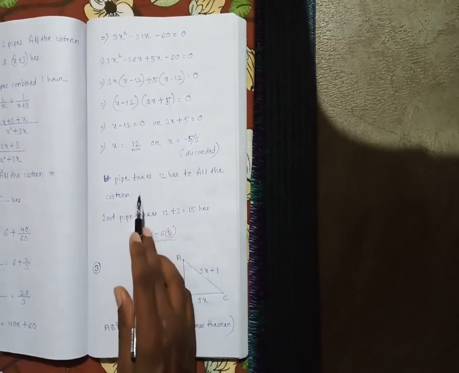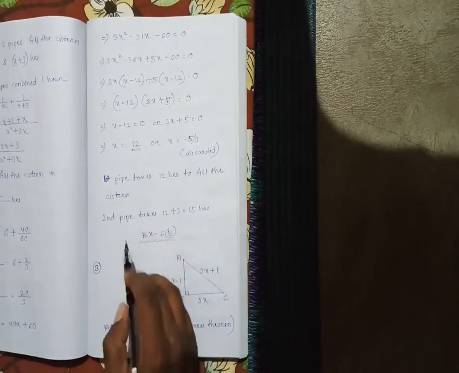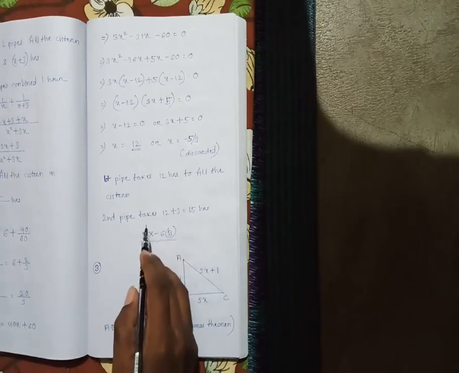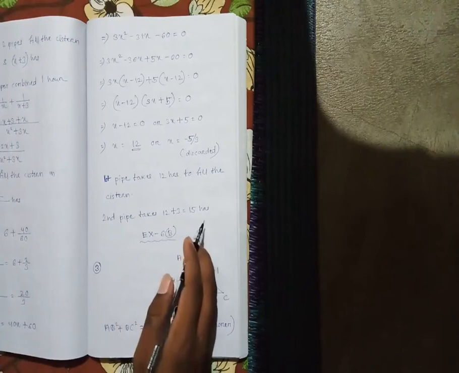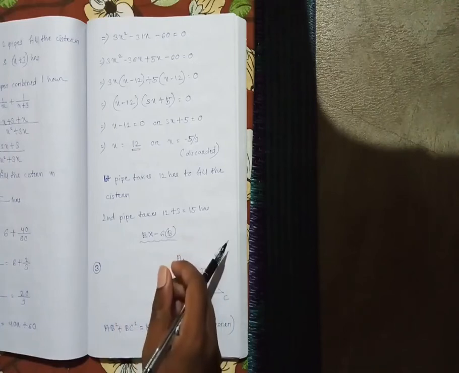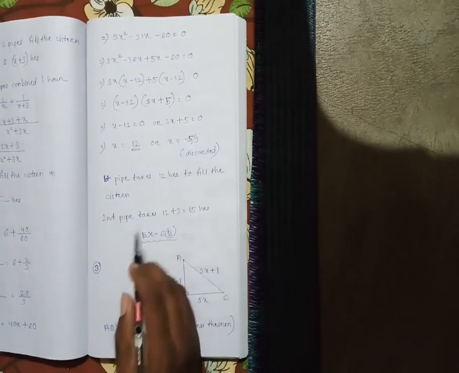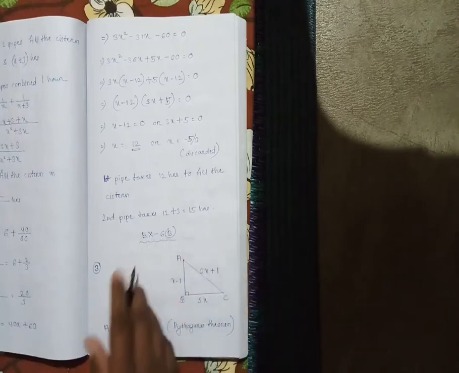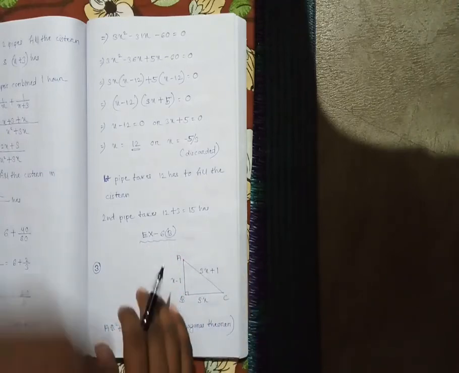So the first pipe takes 12 hours to fill the cistern. The second pipe takes x plus 3, so 12 plus 3, that is 15 hours to fill the cistern. Okay, so this is number 16. Now move to exercise 6b.